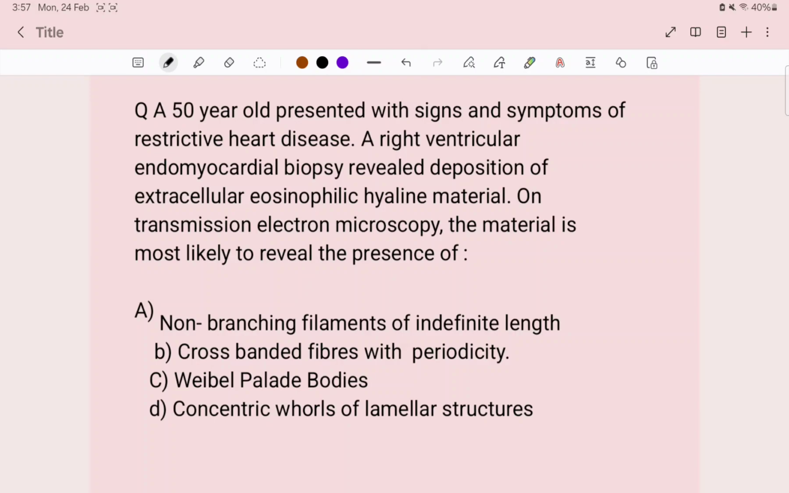A. Non-branching filaments of indefinite length, B. Cross-banded fibers with periodicity, C. Weibel-Palade bodies, or D. Concentric whorls of lamellar structure.